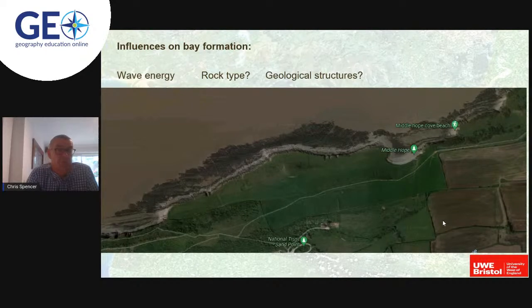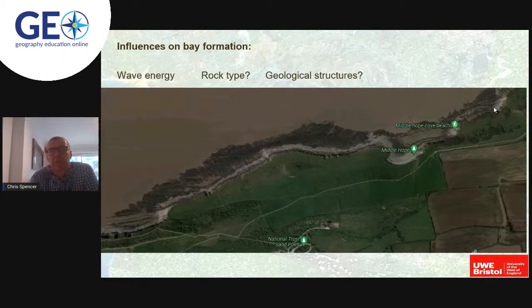Another thing we might think about is rock type, and that's quite important when we think about how cliffs behave and how susceptible rocks are to being eroded. And when we look at this coast, we can see we've got quite a number of bays. We've got this very narrow, long slot cut in over towards the west here. Then there's our more open bay at Middle Hope, another little narrow bay here, and another little narrow one a little bit further to the east.